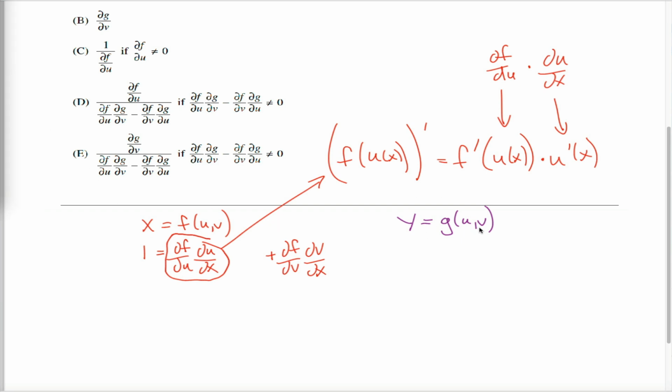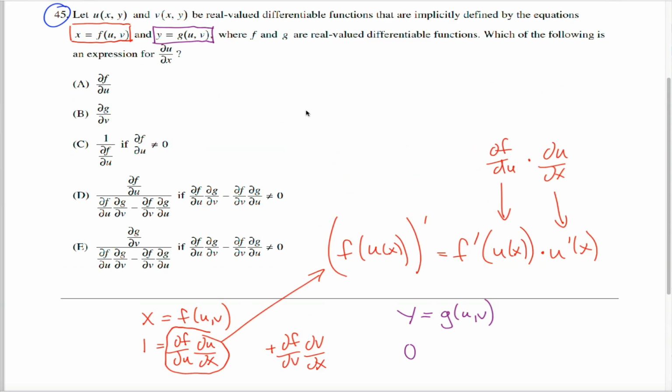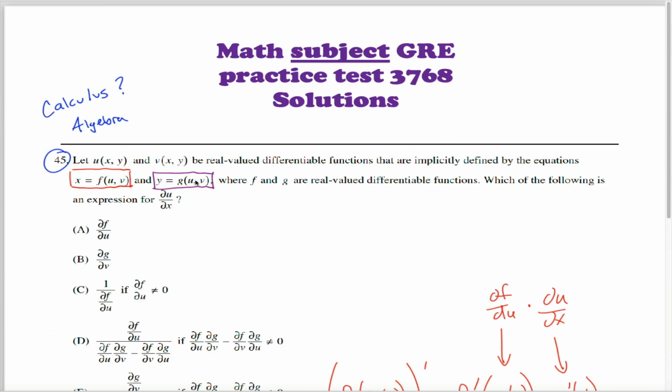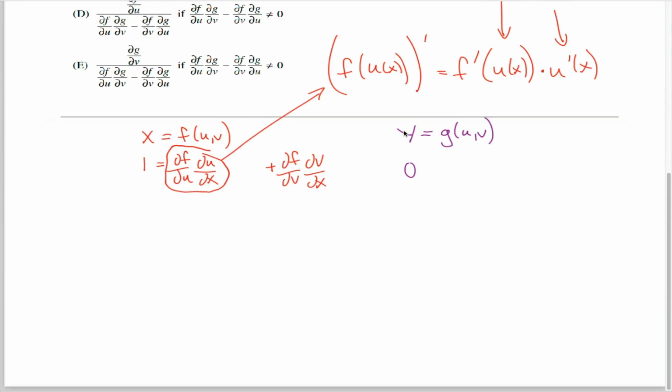Now we want to differentiate this function in purple. The derivative of y with respect to x is 0. You can think of y as a constant with respect to x. And that might be a little counterintuitive because y is a function of u and v, which themselves are functions of x. So it might feel like y is dependent upon x. However, when you're taking the derivative of y with respect to x, you just put a 0 here.